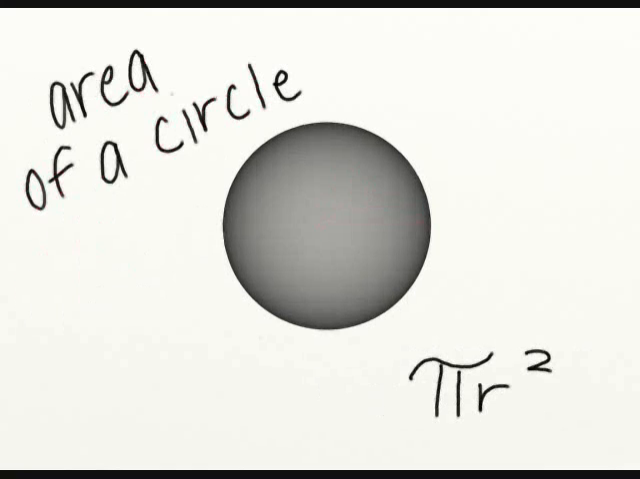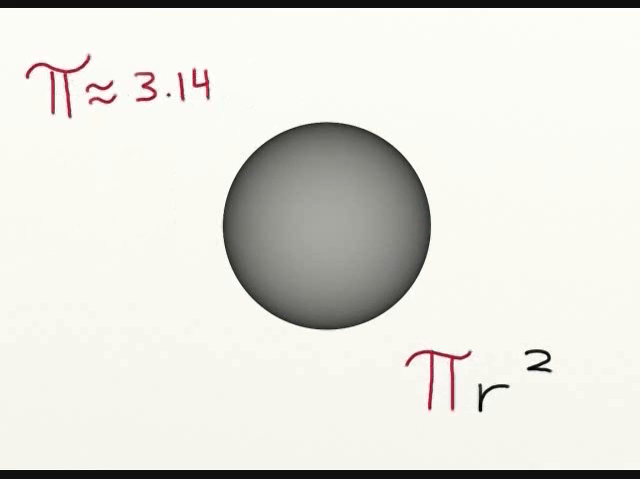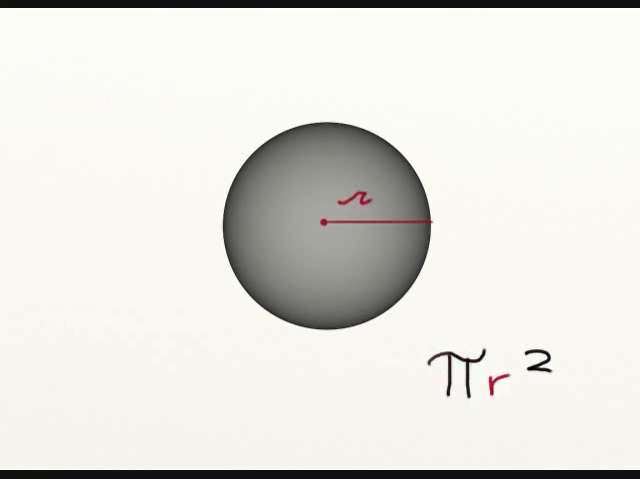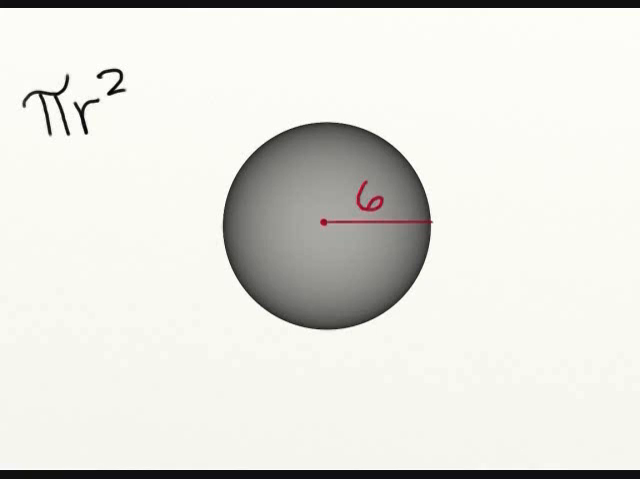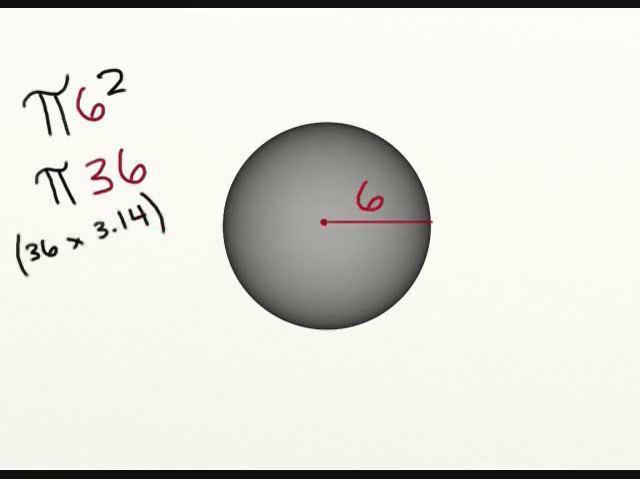The area of a circle, though, is the region inside the circle. It is shown by the formula pi r squared. Once again, pi stands for about 3.14, and r is the radius, or half the distance across the circle. Once again, let's say the radius equals 6. Plug 6 in for r. When you square it, you get 36. Multiply 36 by 3.14. This gives you the area of the circle.